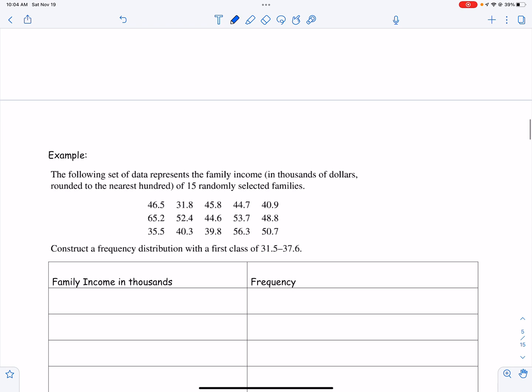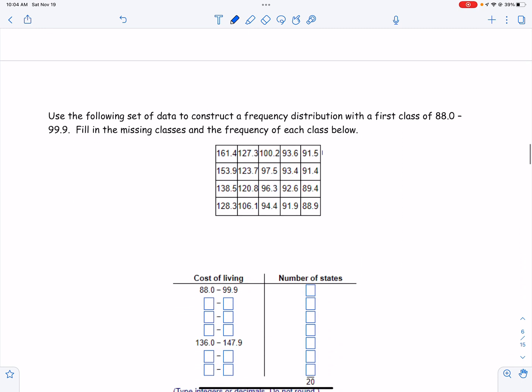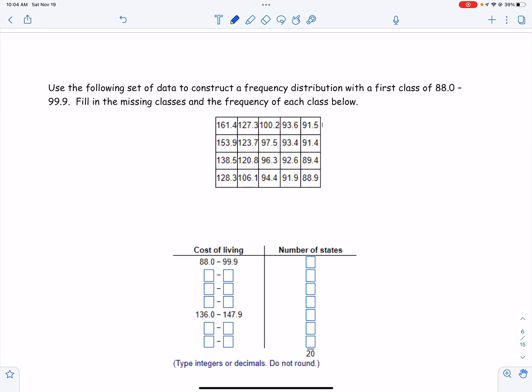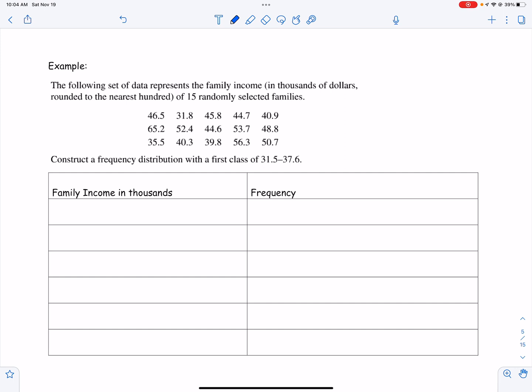So here we've got some examples, and then I'm going to show you on the next page what it's going to look like in your end. You're going to have a table that looks like this where you're going to have to fill in pieces of information. But we're going to do this first one together so that I can show you how to set this up, okay? Here it tells you this is your first class that they want you to have. So we've got family incomes. We've got 15 families. So we've got our observed values here, and then we've got our frequency, okay?